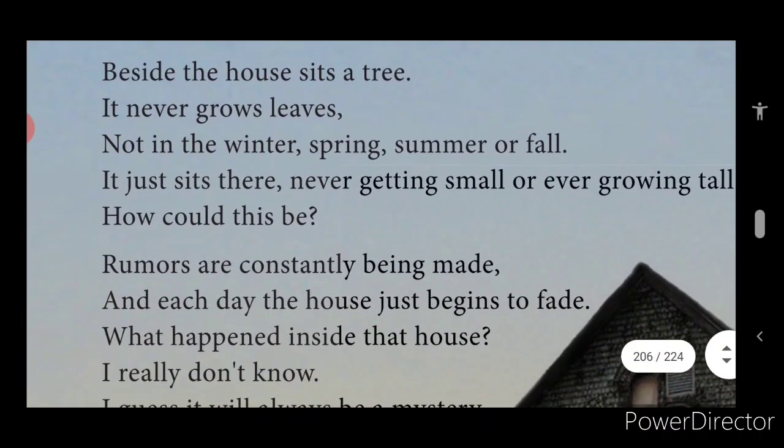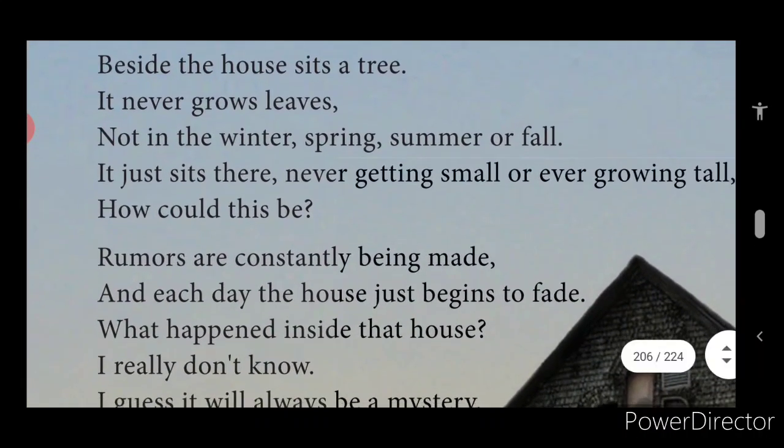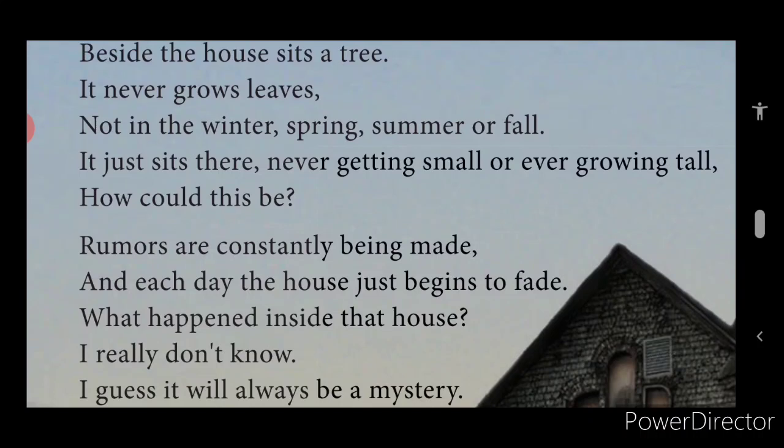Then what sort of tree is this, children? It just sits there, never getting small or ever growing tall. This tree is just beside the house. It is neither getting short nor getting tall, which means it is not growing at all. Not growing leaves or branches, not growing tall or short. Nothing is growing, children. For years together, the author is saying, not for one or two years. How could this be, children?